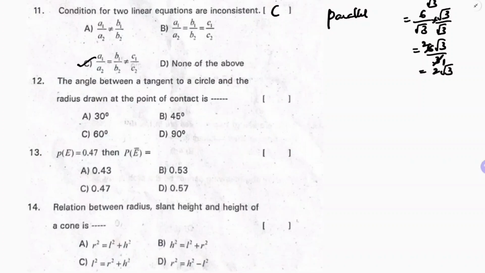Next question. The angle between a tangent to a circle and the radius at the point of contact. See, the angle between radius and tangent is always 90. So the correct option is D.